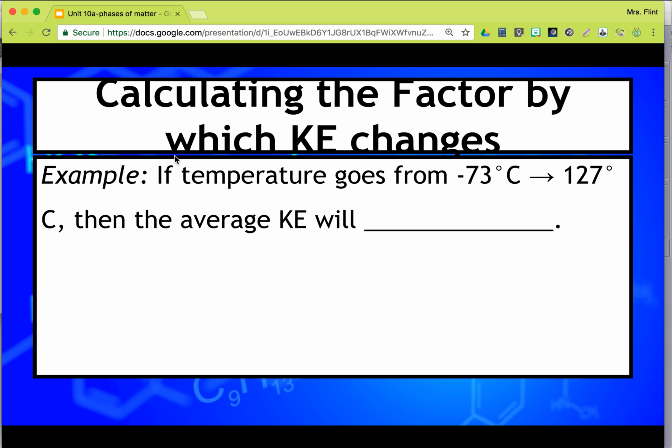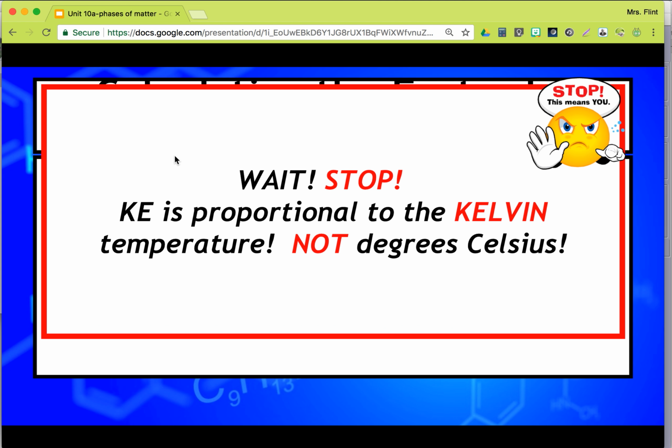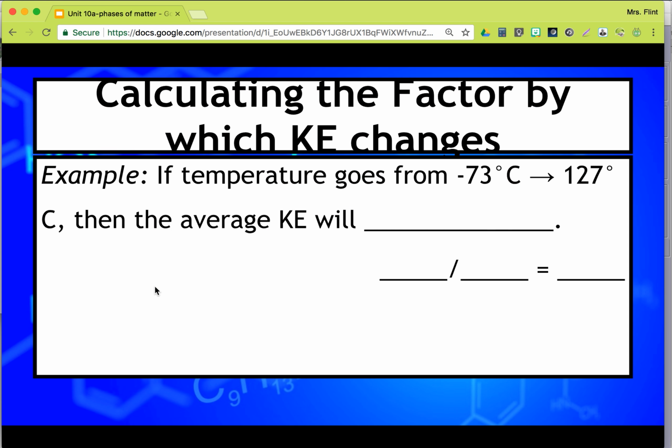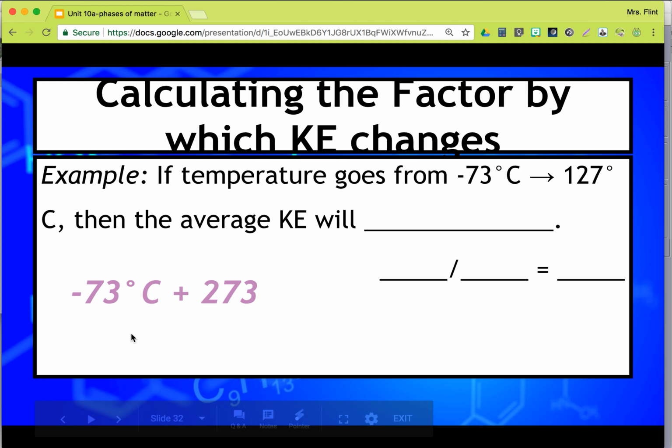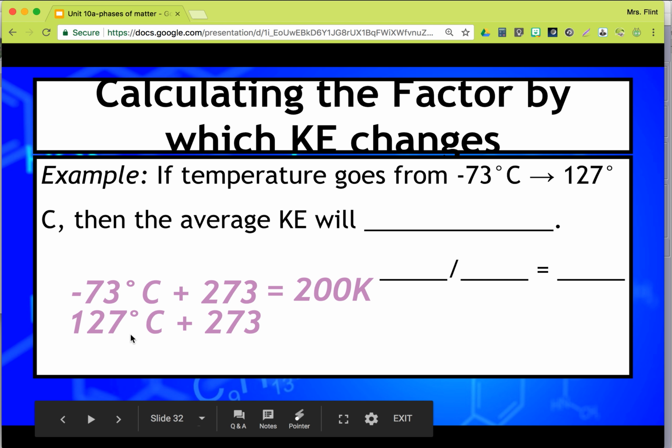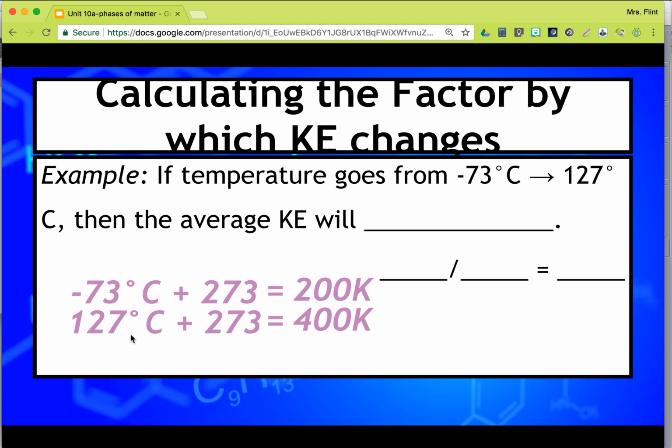If the temperature goes from negative 73 degrees Celsius to 127 degrees Celsius, then the average kinetic energy will do what? Well, first off, we have to stop, because kinetic energy is proportional only to the Kelvin temperature, not degrees Celsius. You have to convert the degrees Celsius to Kelvin in order to figure this out. Negative 73 plus positive 273 equals 200 degrees Kelvin. 127 degrees Celsius plus 273 equals 400 degrees Kelvin. So the average kinetic energy will double. 400 divided by 200 is 2.